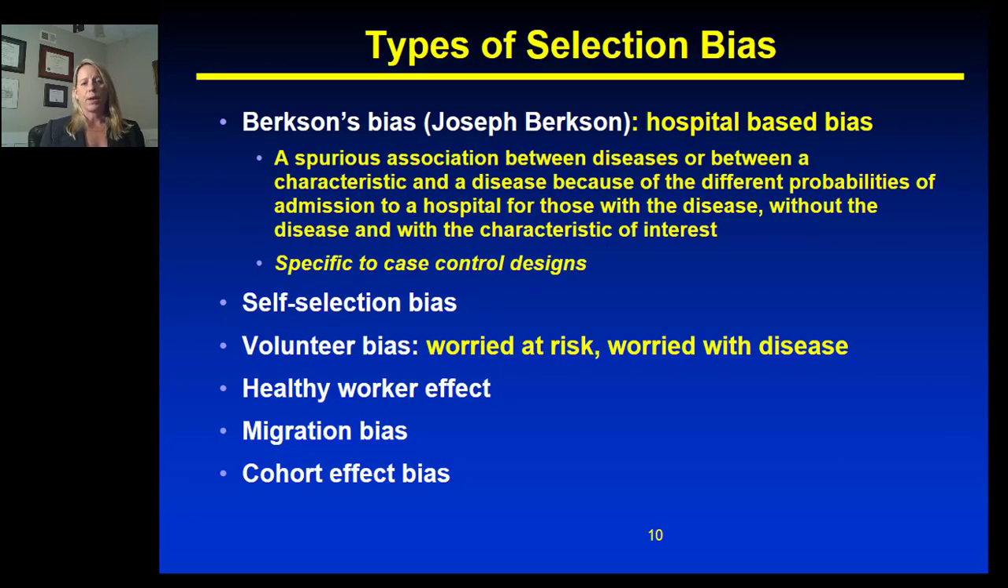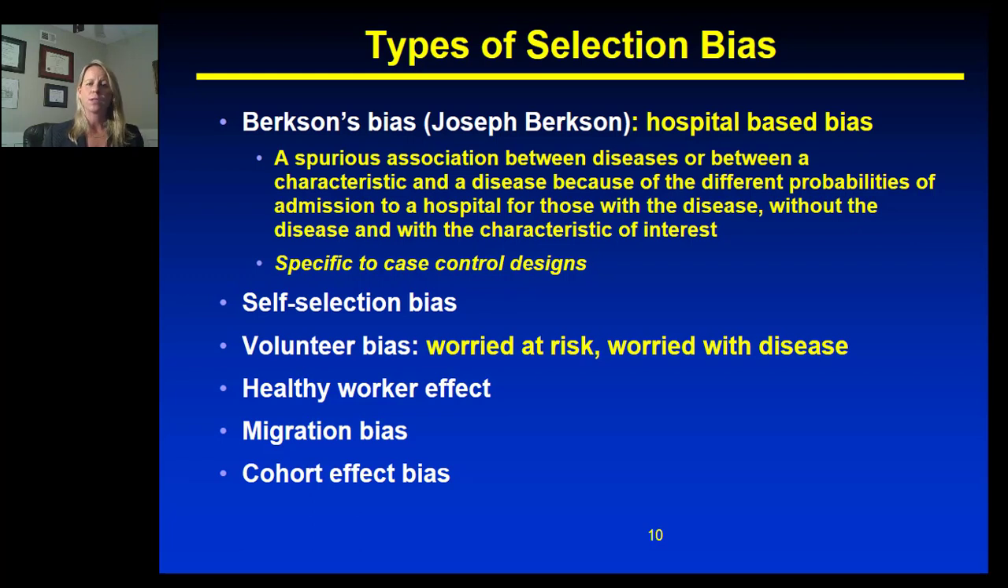So first I want to talk about types of selection bias. The first type I want to discuss is called Berkson's bias. This is a specific kind of bias that occurs in hospital-based studies and specific to case control study designs only. And what it does is it leads to a spurious association between diseases or between a characteristic and a disease because of a different probability of admission to a hospital for those with the disease compared to those without the disease, and with the specific characteristic of interest or the risk factor of interest. And I'll give you an example of that in a moment.